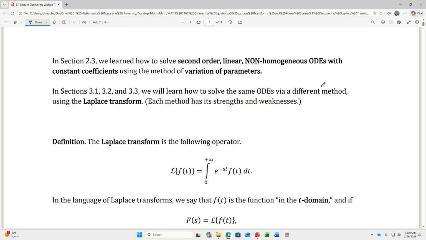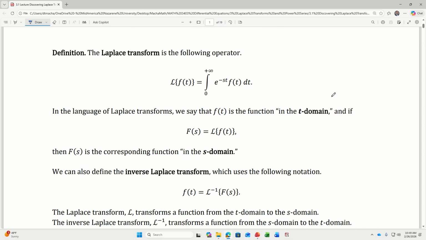The Laplace transform is an operator, which means it's kind of like a derivative or an integral. It acts on a function to produce a different function. And this formula right here is the definition of the Laplace transform. It's an improper integral because it goes from 0 to infinity. And the function it acts on is this lowercase f of t function.